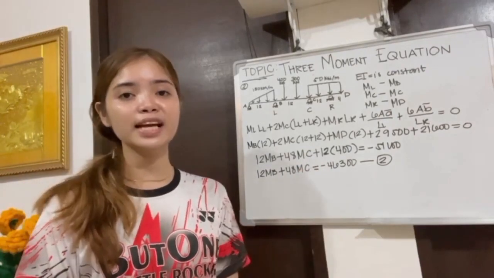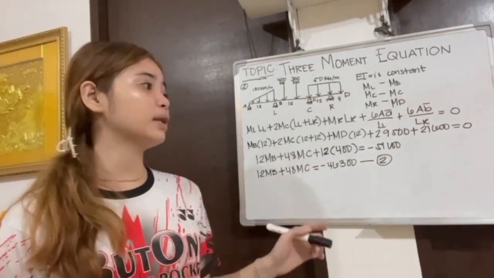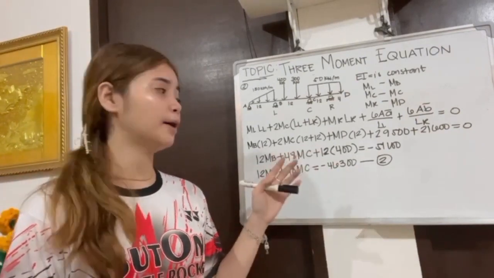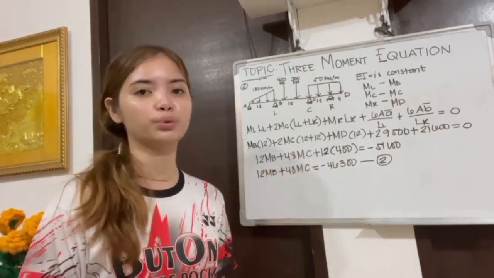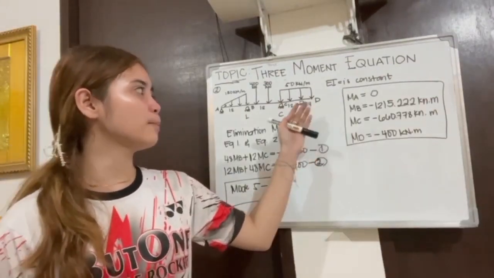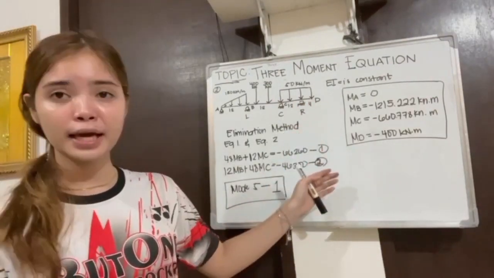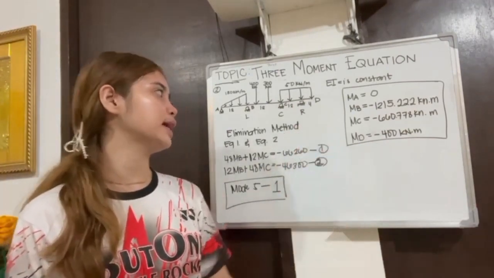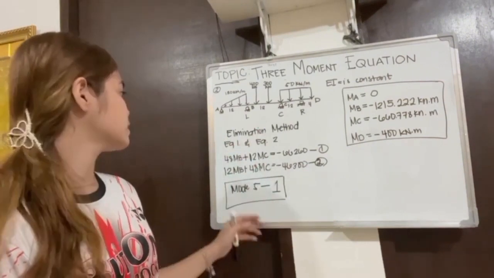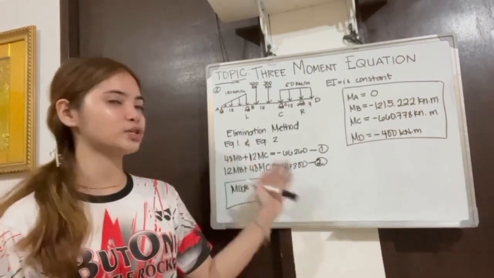So the next step is to use the elimination method on equation 1 and equation 2. In order for us to get moment A, moment B, moment C, and moment D, we need to use the elimination method on our equation 1 and equation 2.